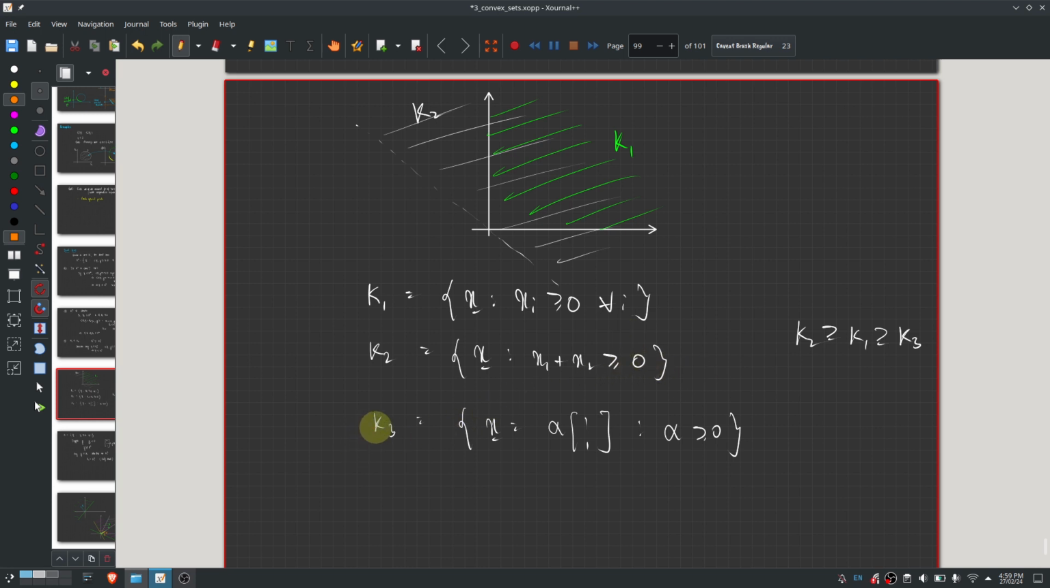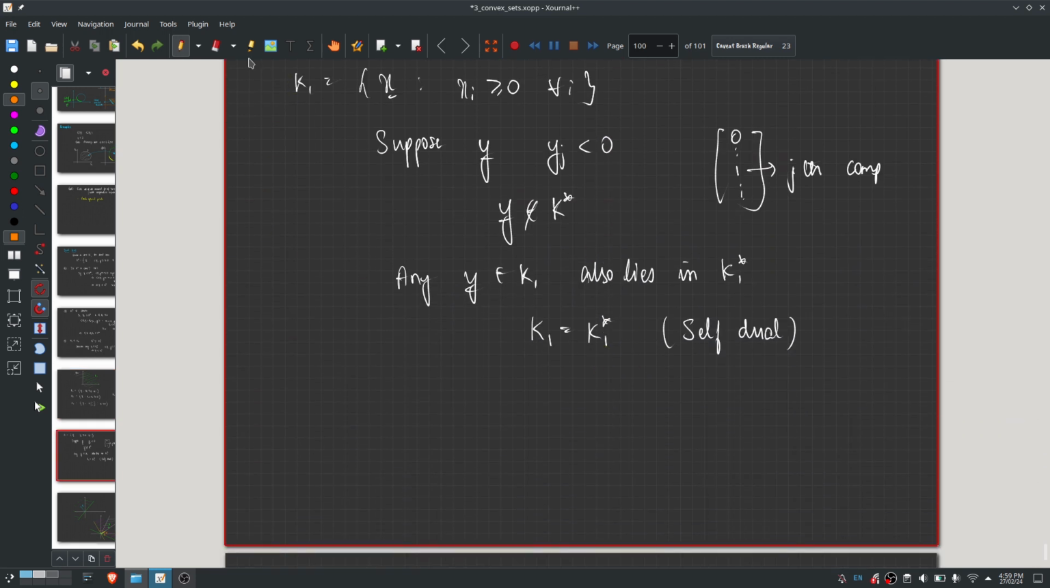But we also need to show that any element that does not lie in K3 also does not lie in K2 star. Okay, so you just consider any (alpha, beta) where beta is not equal to alpha, right? Is it possible to construct a vector here such that the inner product is not greater than or equal to 0, for x such that x1 plus x2 is greater than or equal to 0?